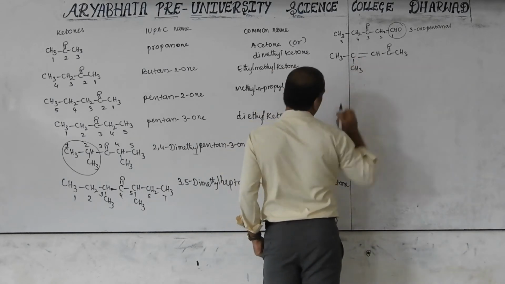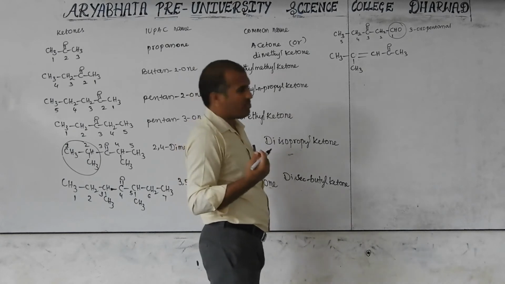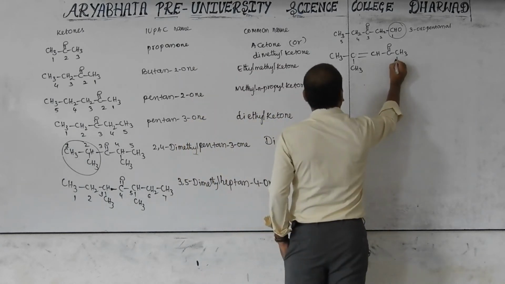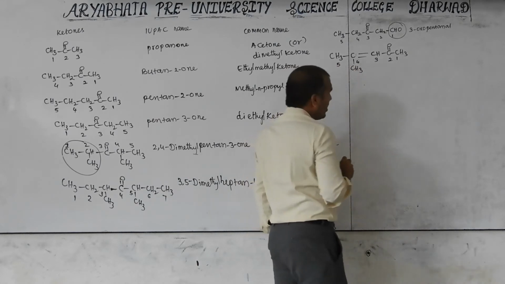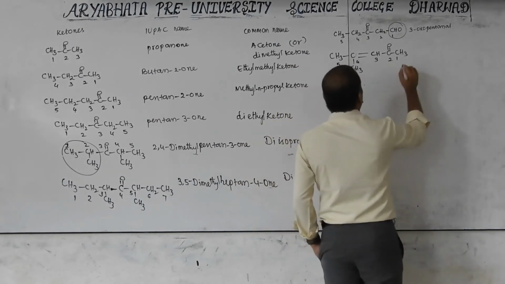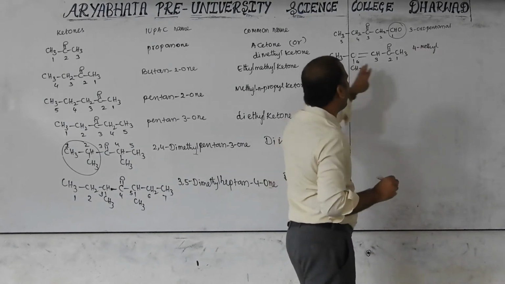These are the two functional groups here. One is double bond, and another is ketone. Ketone gets the first value. Then here will be 1, 2, 3, 4, 5. Then what is its ABC name? 4-methyl. 4-methyl. Total 5 carbons are there.